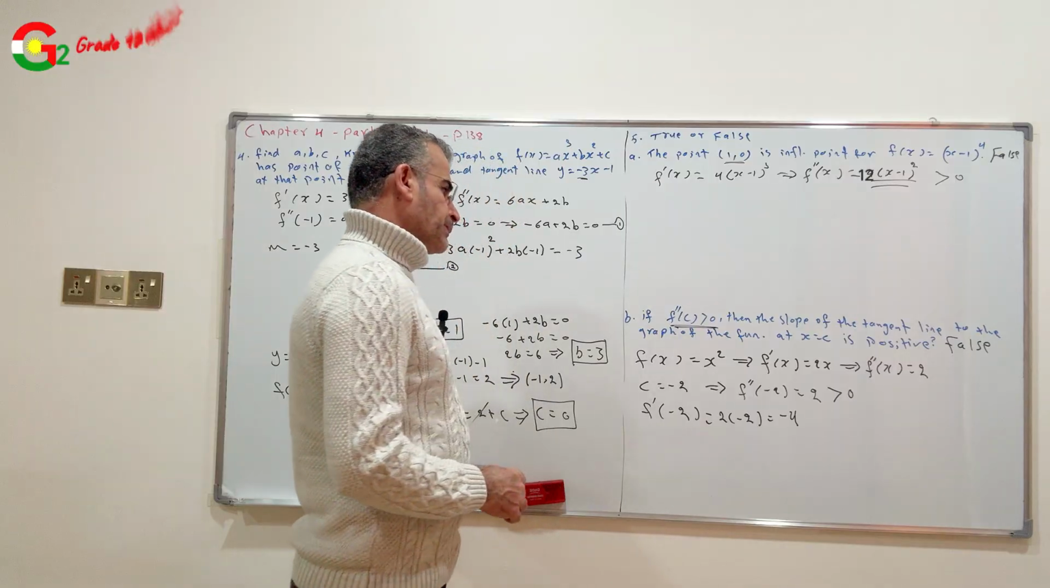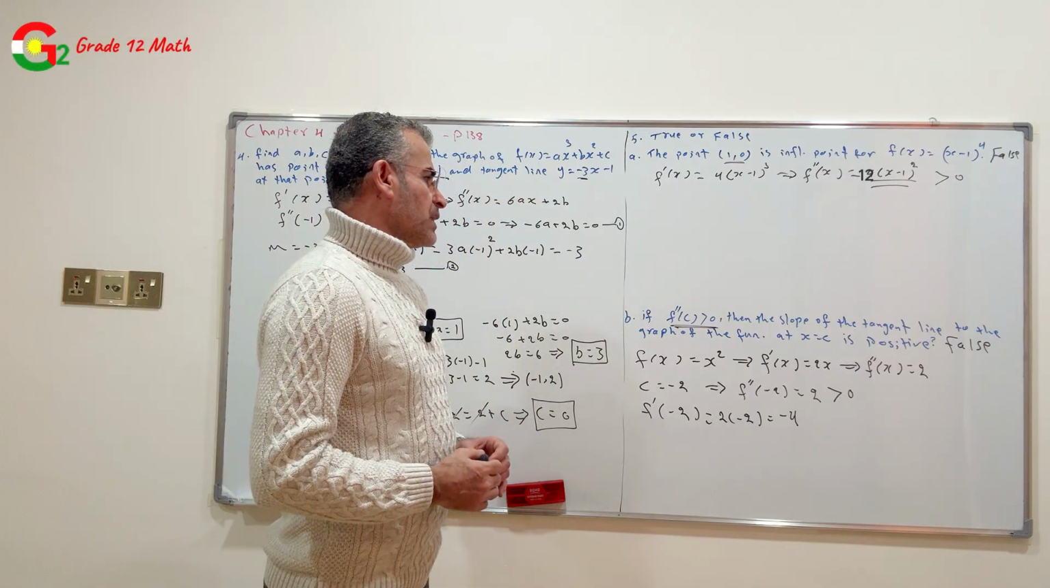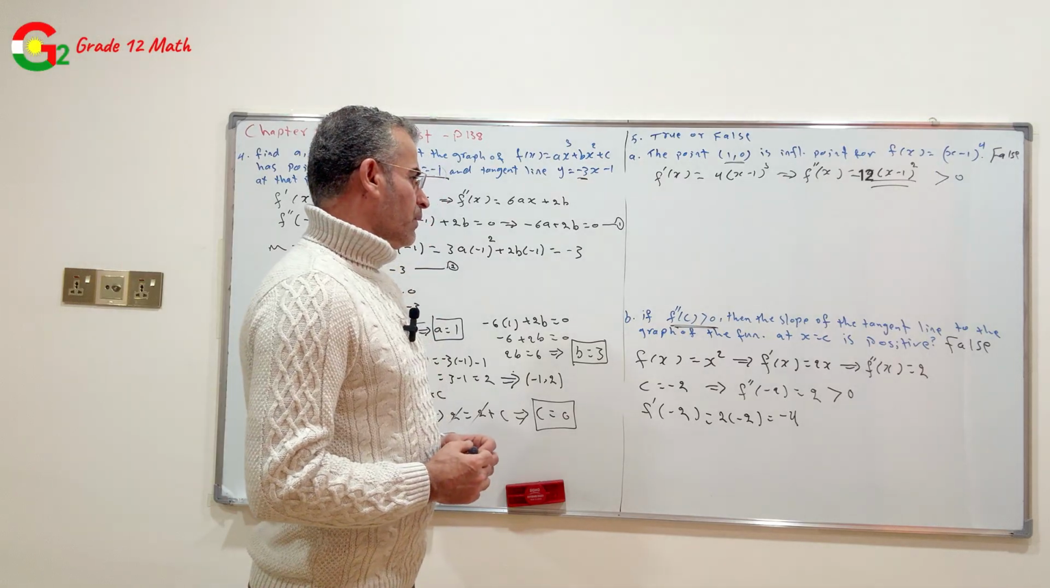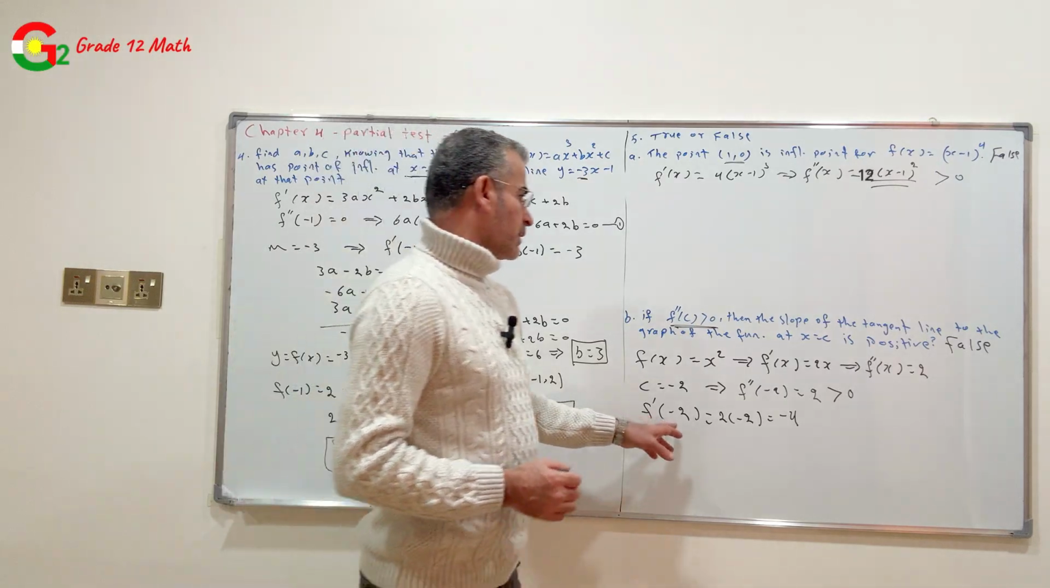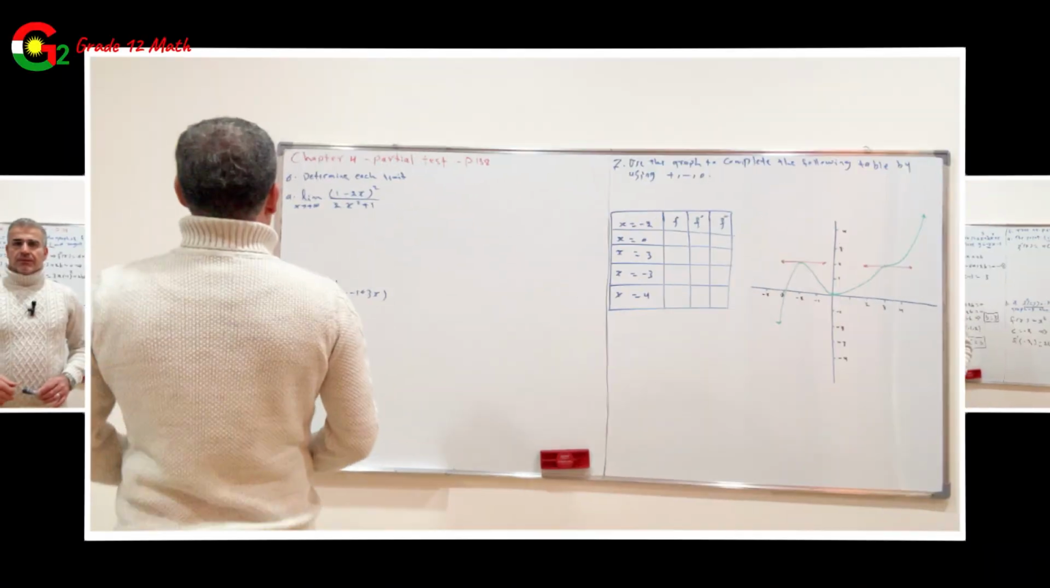Therefore, the slope of the tangent line to the graph of the function at this point is negative. It is not positive. Question number 6.